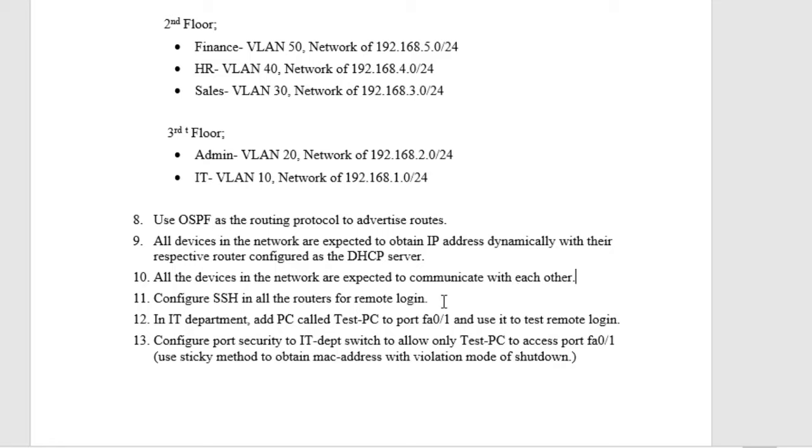Then reception should be VLAN, let me check. VLAN 80, a network of 192.168.8.0. Stores should be VLAN 70, a network of 192.168.7.0. Then finally logistics should be VLAN 60, a network of 192.168.6.0.